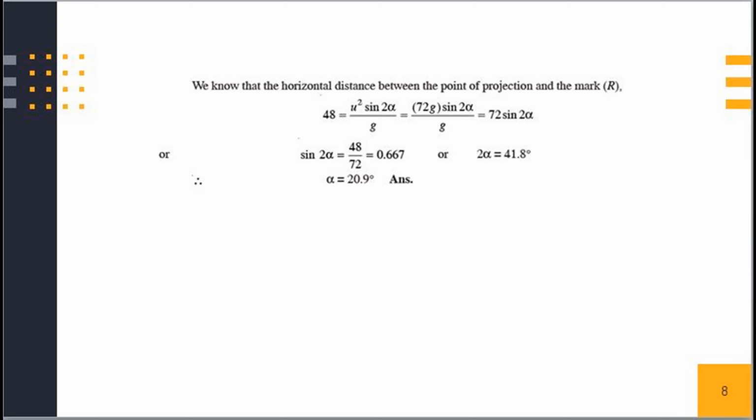We also know that the horizontal distance between the point of projection and the mark, r, is equal to u square sin twice alpha divided by g. By putting the above values in this equation, we get twice alpha is equal to 41.8 degree. Therefore, alpha is equal to 20.9 degree. Therefore, the answer of this problem: the angle of projection alpha to hit the target is equal to 20.9 degree.